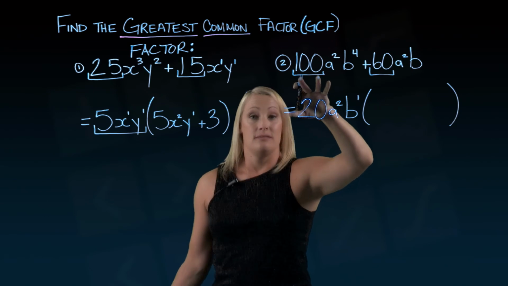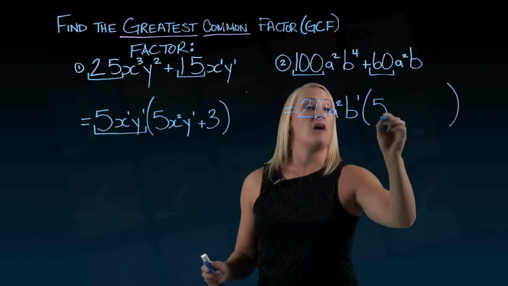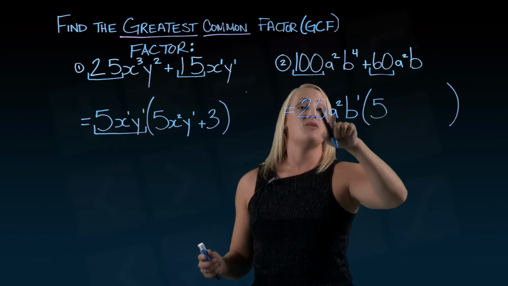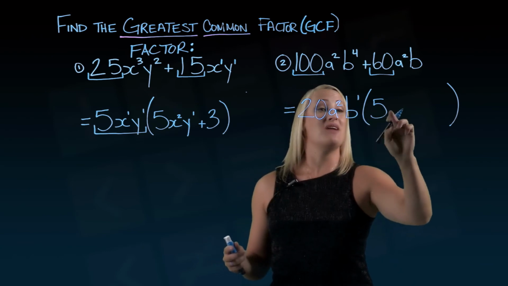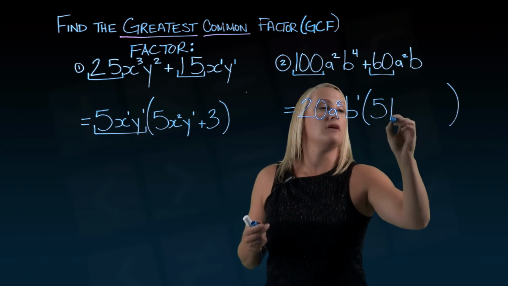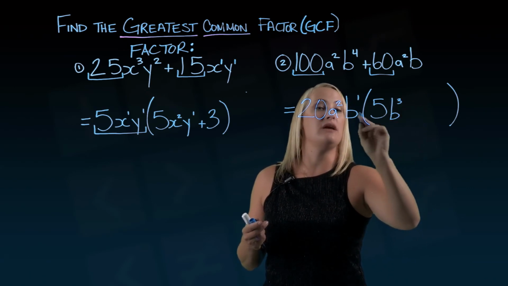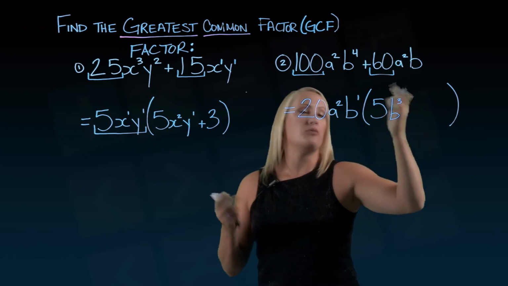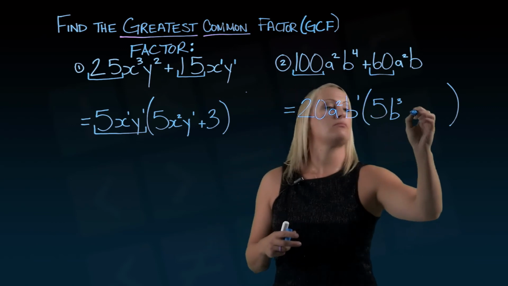20 times what gives me 100? 20 times 5 will give me 100. A to the power of 2 and a to the power of 2, I don't have to add an a there because they're both there already. All I have to do is, looks like, have 3 b's. B to the power of 1 times b to the power of 3 would give me that one.